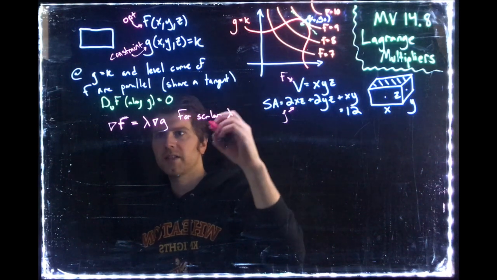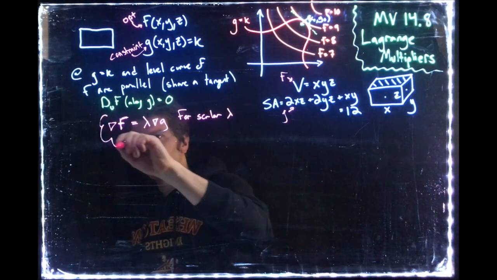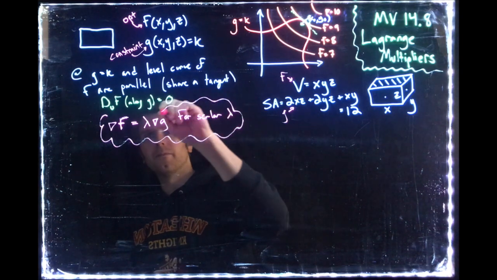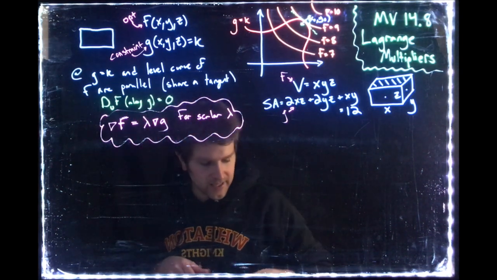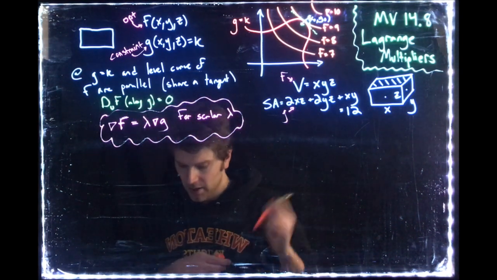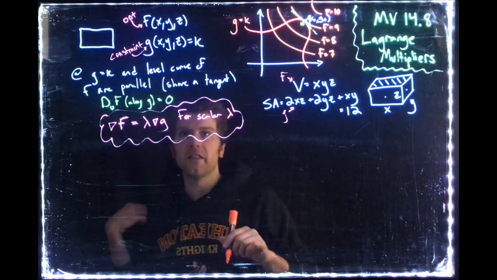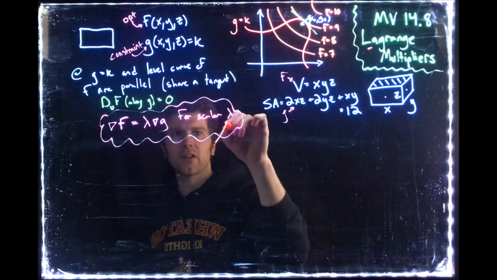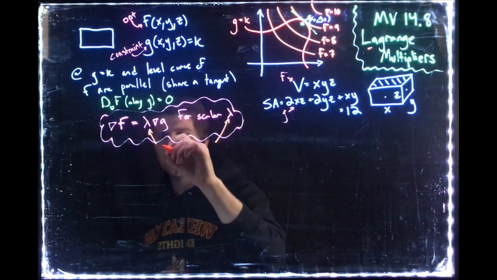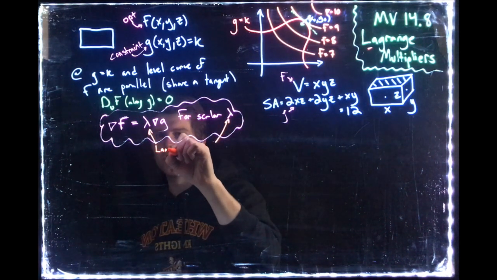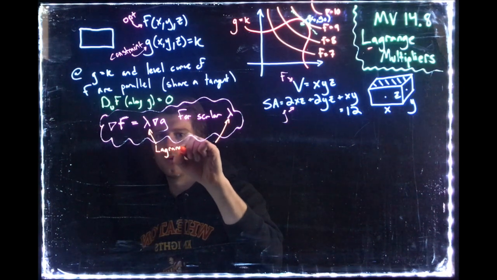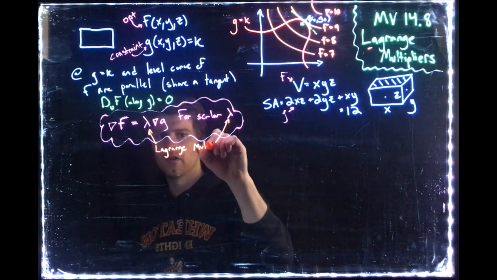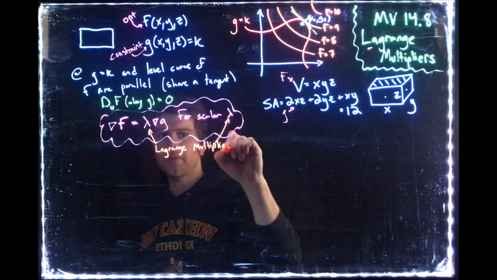For some scalar lambda. And this, it turns out, actually is the core of what we're doing. And this is called the method of Lagrange multipliers. And in fact, this scalar number lambda is in fact called the Lagrange multiplier itself.